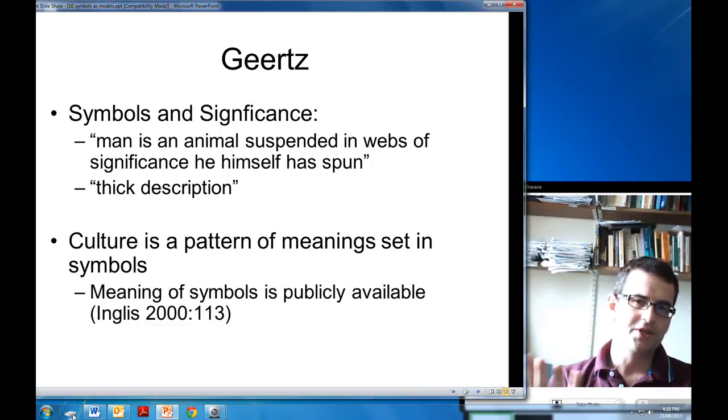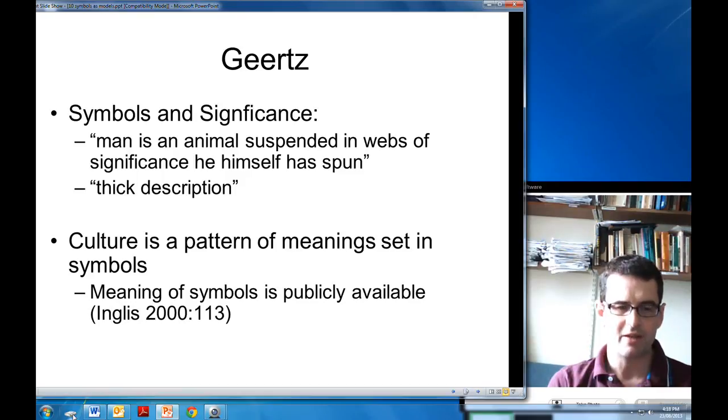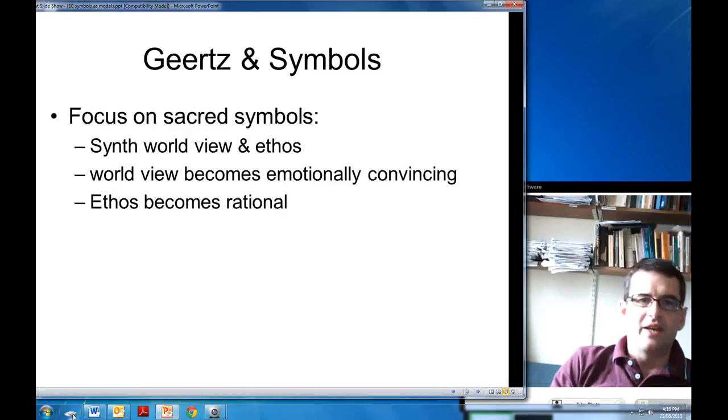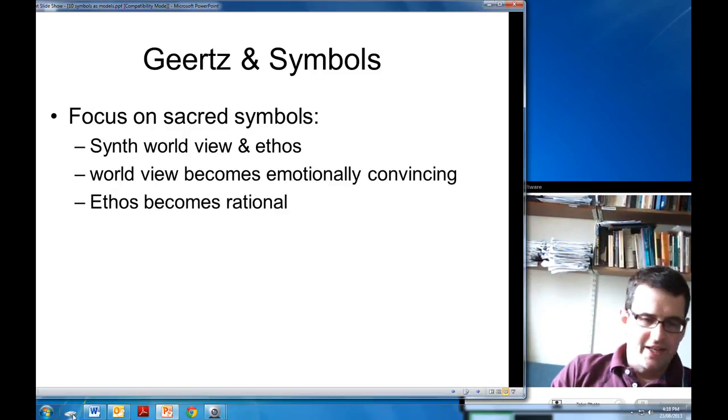So culture is a set of these kinds of meanings, which are set in symbols. So the meaning of symbols, which we're talking about here, is publicly available symbols, the symbols that everybody shares. Okay, so Geertz's focus in this text is mainly on sacred symbols, and what he talks about is a synthesis of your worldview, what you think the world is, how you think the world is, and your ethos, the way you think you should act.